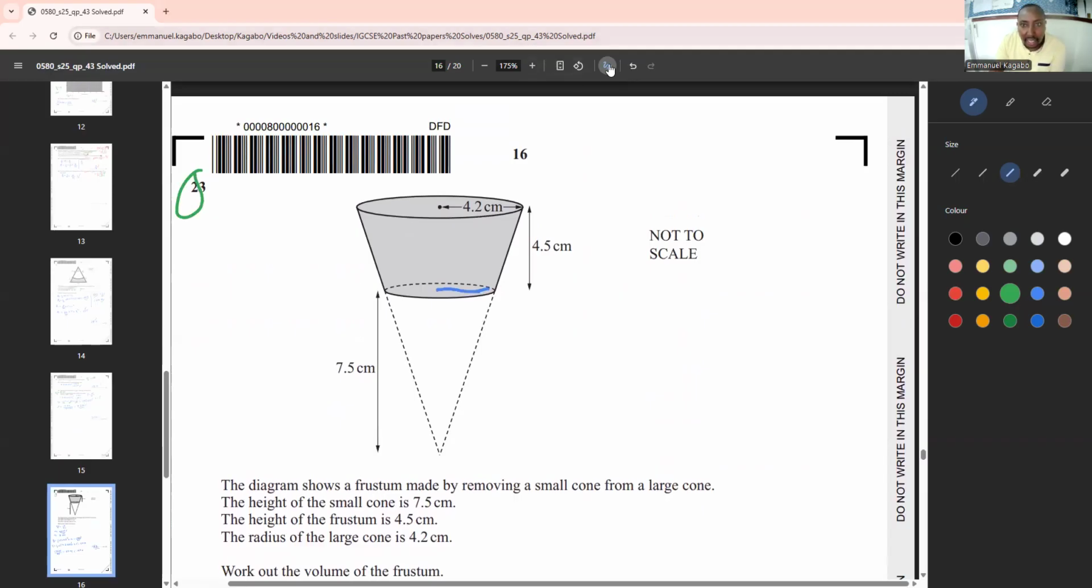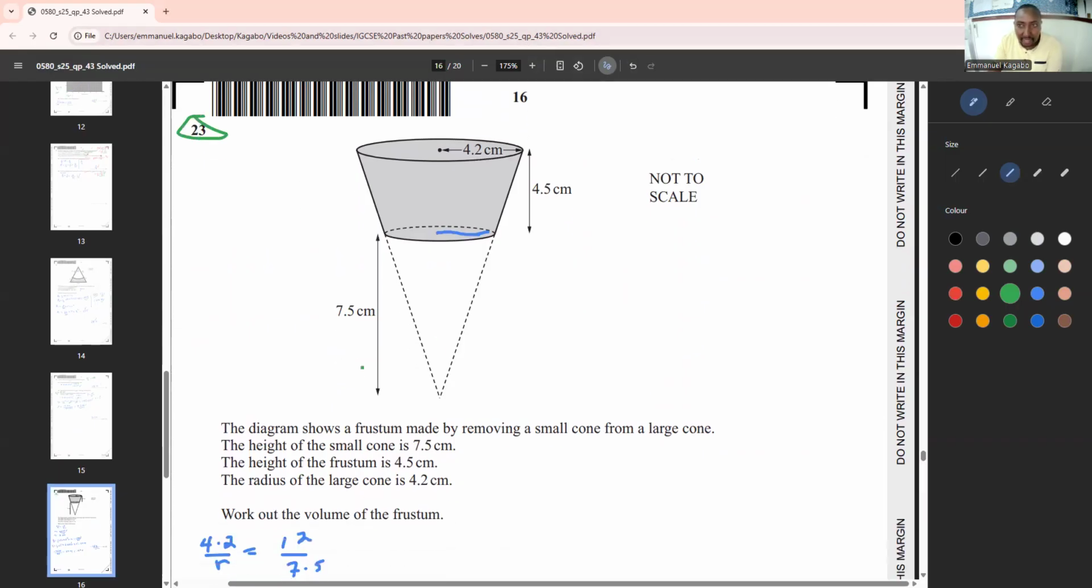Okay. Wow, I like this question. But I like IGCSE, it's amazing. Good. It's such a very interesting question.